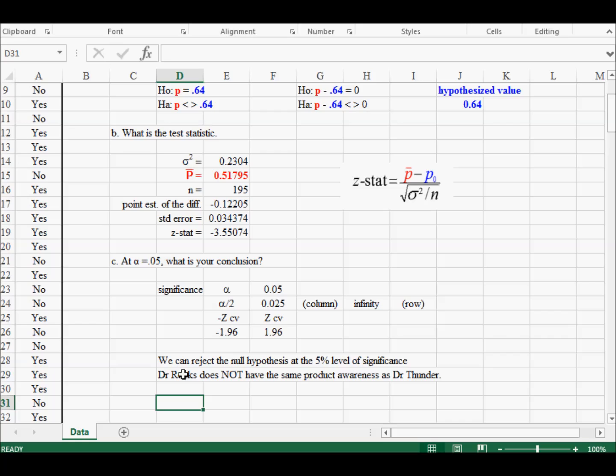Now that concludes hypothesis testing for one proportion, in particular case 9 of chapter 9.